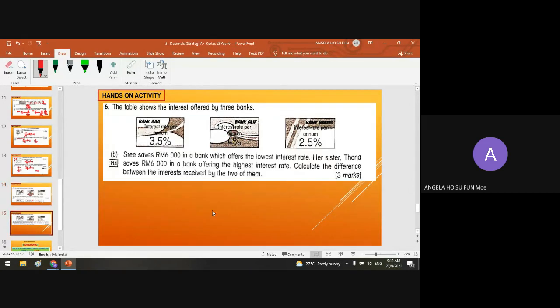Okay, last one. The B. Sri saves 6,000 in a bank which offers the lowest interest rate. Her sister, Tana, saved the same amount of money, 6,000, in the bank offering the highest interest rate. Calculate the difference between the interest received by the two of them. Okay, teacher gives you 1 minute. If you have the answer, please state it. Faster, faster, faster.